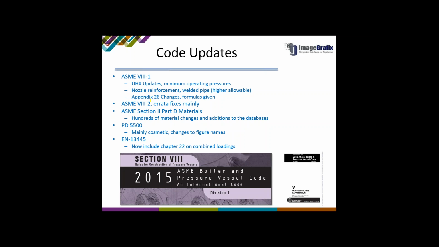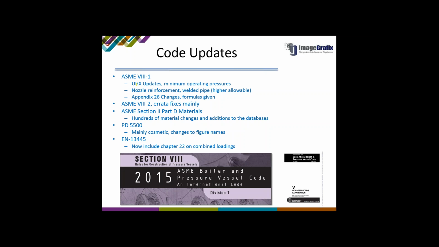Then the next is the Division 2 point of view. Division 2 doesn't have many changes, only errata fixes mainly. They fixed an issue regarding the hoop stress value. Previously the software did not consider the hoop stress due to hydrotest pressure for calculation as per Division 2, PD 5500 and EN 13445. For all these codes it was not considering the hoop stress for the hydrotest pressure. Now they fixed this issue. Now it is considering the hoop stress and it calculates a non-zero stress value. Such fixes have been resolved in the Division 2 code.